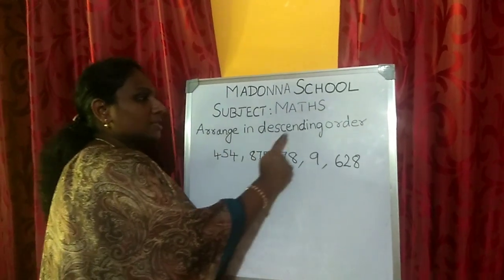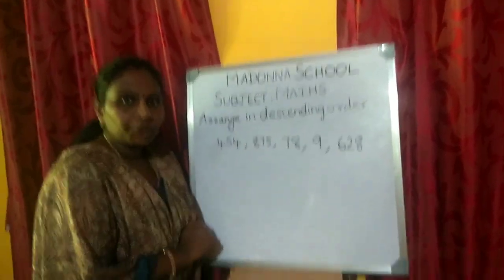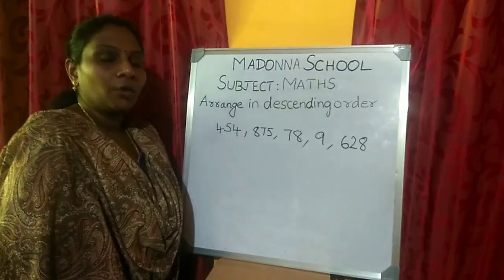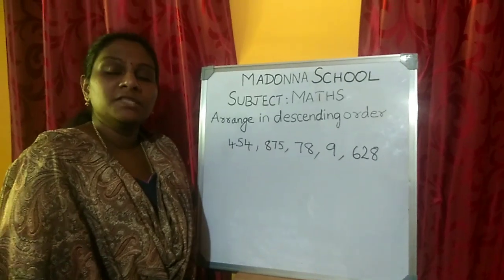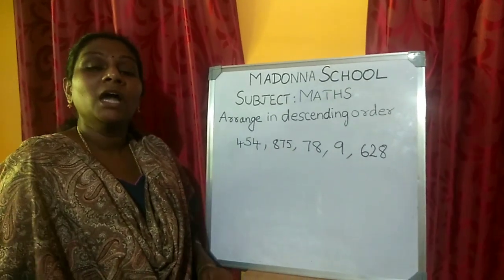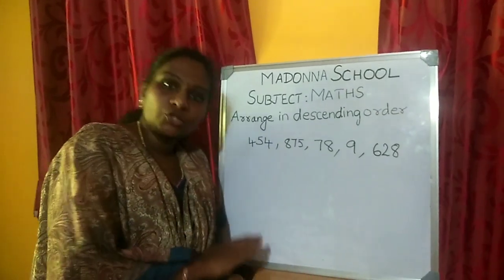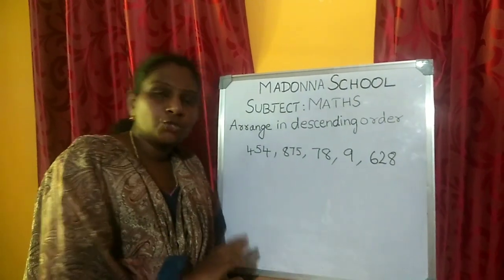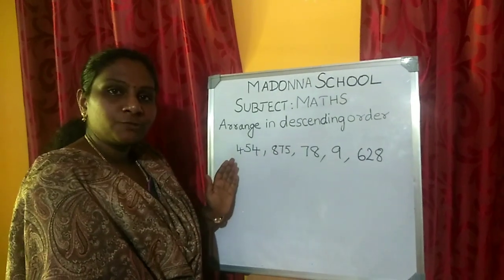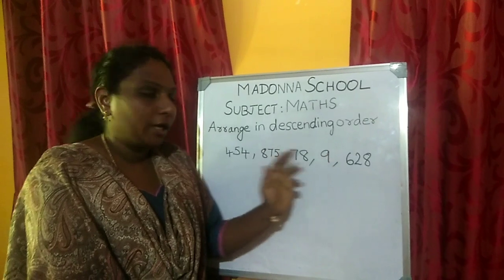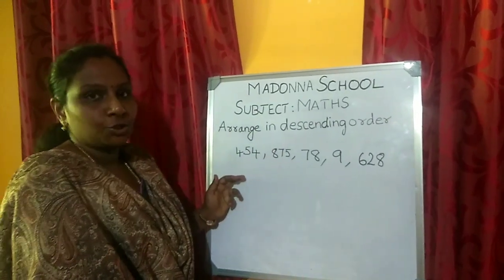Arrange in descending order. Now we are going to arrange these numbers in descending order. What is descending order, children? Descending order means when we arrange or write the numbers from greatest to smallest, or biggest to smallest. When we write the numbers from biggest to smallest, that is called descending order. So the bigger number should come first.